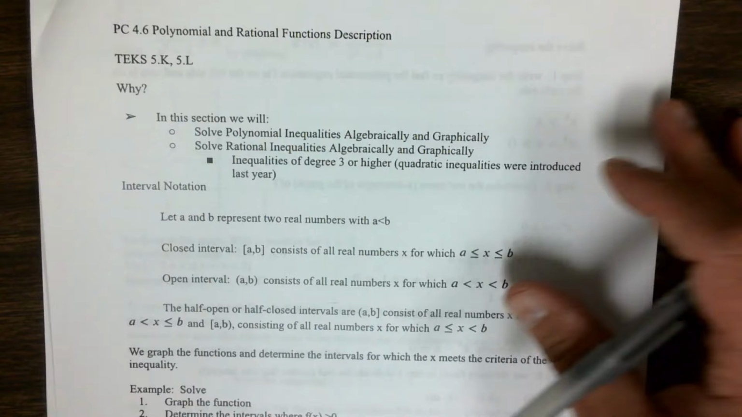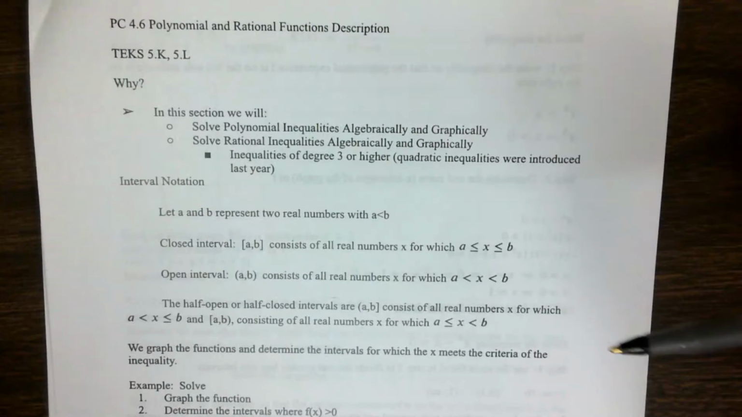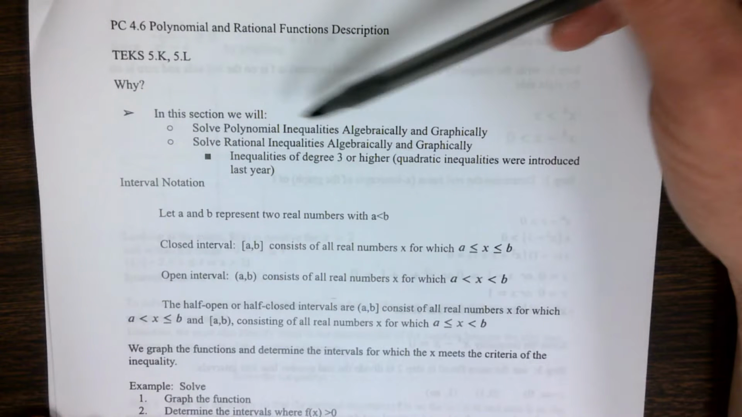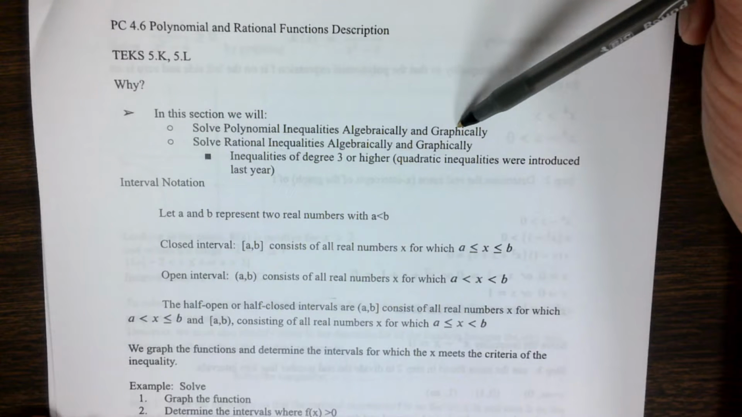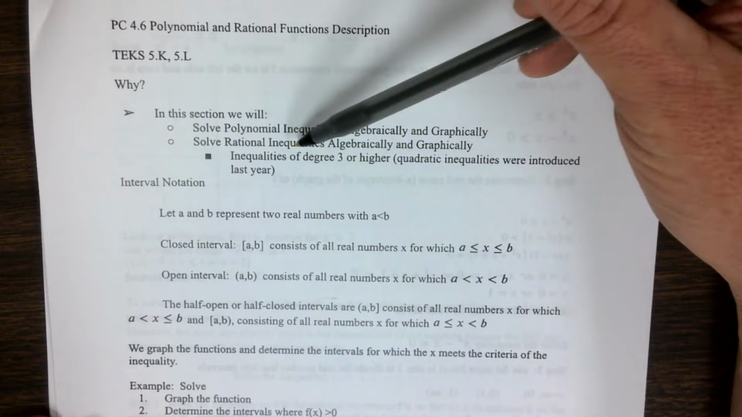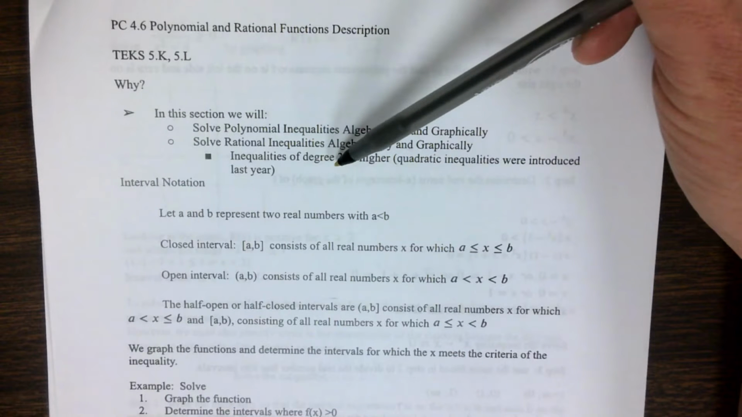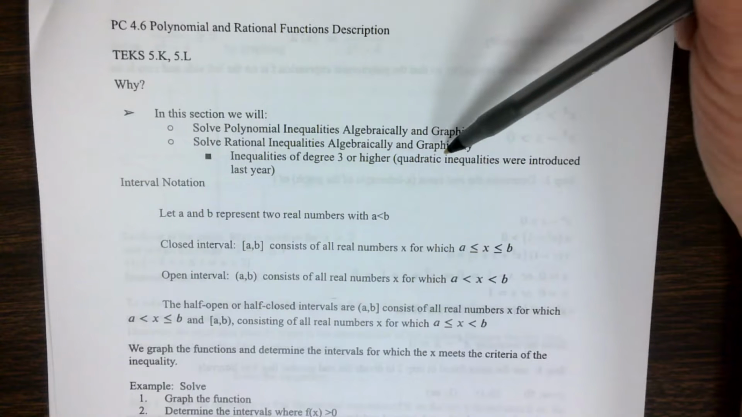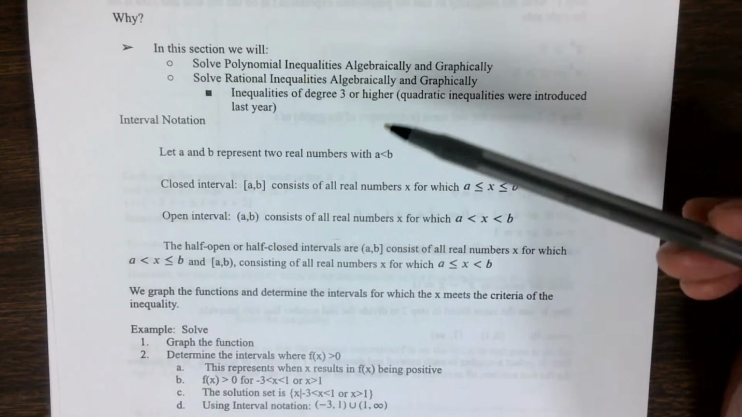Now, more specifically, I'm having to do my notes a little bit different this time because it's so graphical. But basically, why we're studying this is in this section we'll solve polynomial inequalities both algebraically and graphically, and solve rational inequalities both algebraically and graphically. Now, inequalities when you have degree 3 or higher is in this section, but quadratic ones were in Algebra 2. Okay, so a lot of this is like straight from the book.